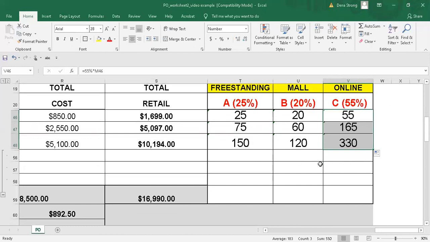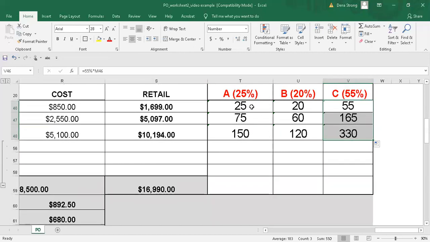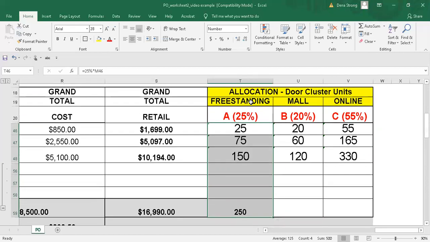All right, so I like to just create totals. So let's just total our door A. We can see that 250 total of our hoodies are going to the freestanding store. And again, I'm auto summing. Just click auto sum. 200 of our hoodies are going to the mall stores, and then auto sum. 550 will be sold online.